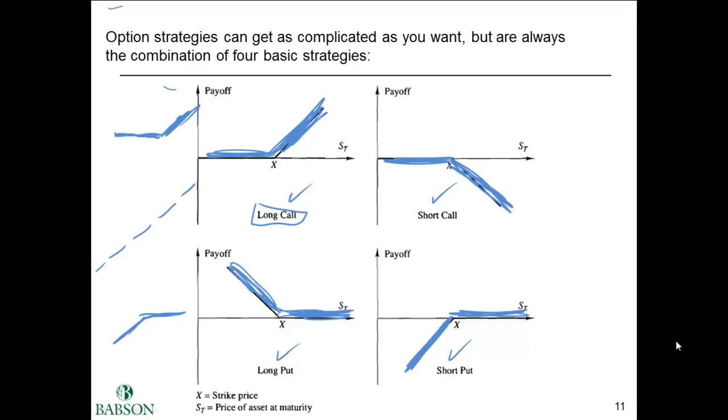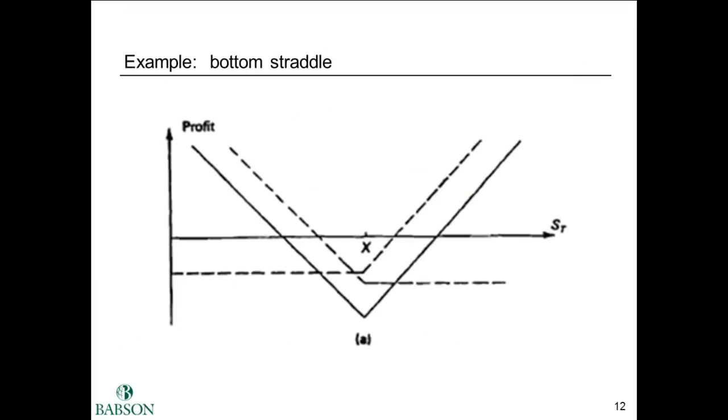So how about another one? So another one might consist of a long call option and a long put option. And you put it together and you get something that looks like a V. This is called a bottom straddle position.